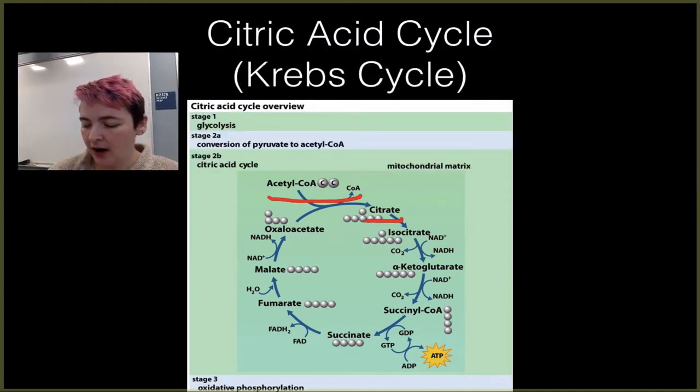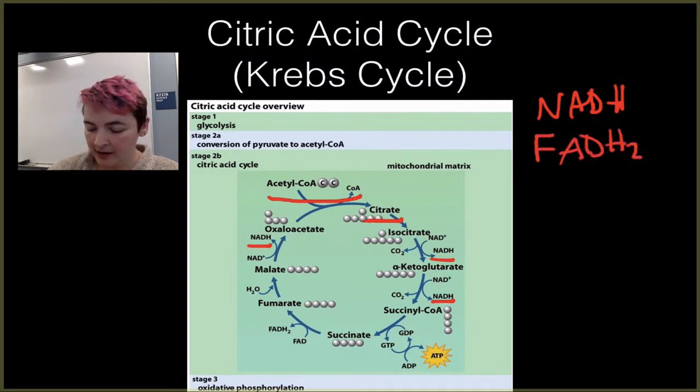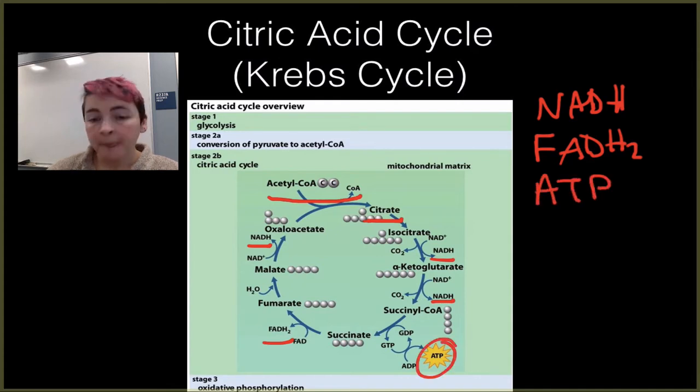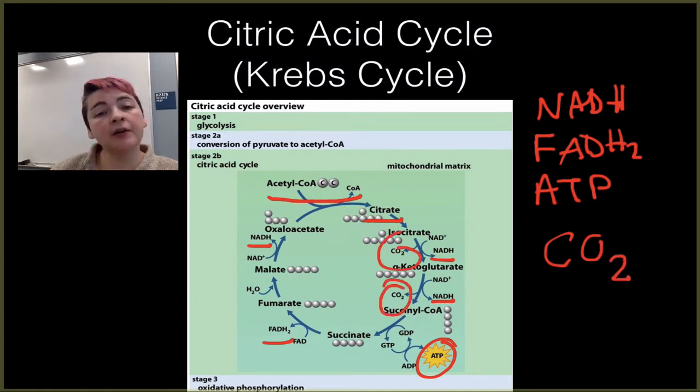We have a formation of NADH here, here, and here. We have the formation of FADH2, our other electron carrier, and that is there. We have the formation of some ATP, which is here. And then we also have carbon dioxide as a byproduct, here and here. Again, you don't need to know the in-between steps. You just need to know that the citric acid cycle starts with acetyl-CoA and ends with NADH, FADH2 going to the electron transport chain, ATP being formed, and CO2.